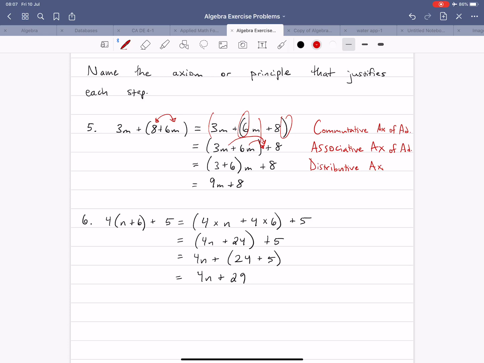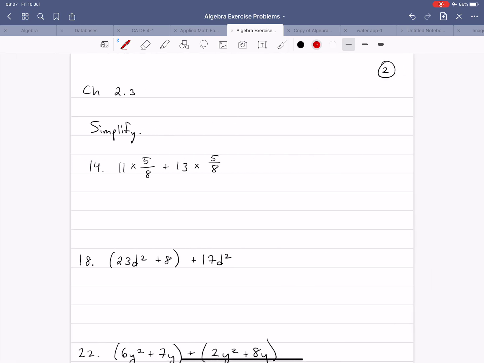And now to get to the next line, where we have 9m plus 8, we've just added the things that are in this parentheses, right? We took the 3 plus 6 and got 9 multiplied with m. And when we do that, we're applying the substitution principle. Okay, let's do another problem.